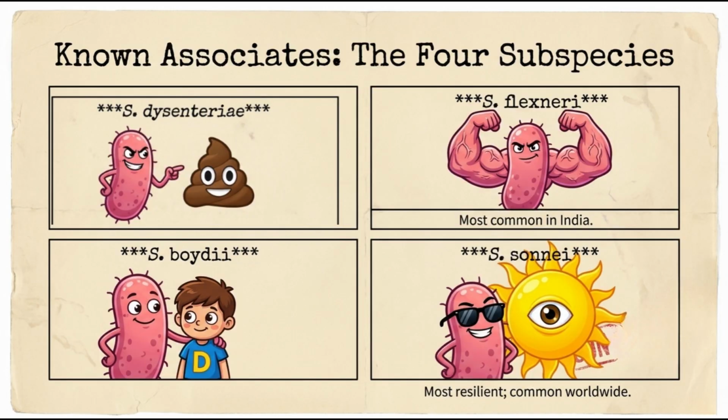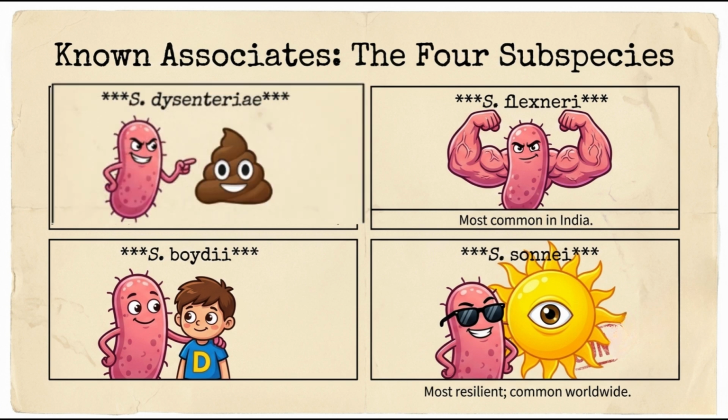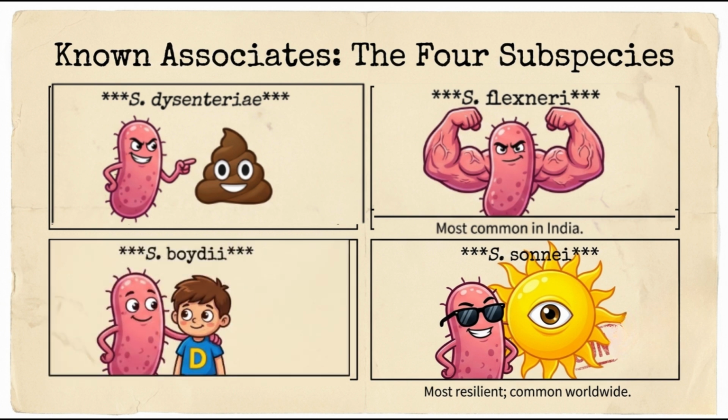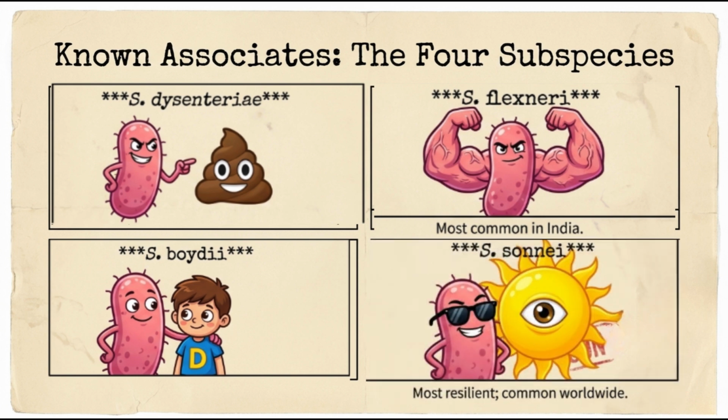Now we need to know its known associates. So Shigella has four subspecies. Number one, Shigella dysentery, symbolized by a poop emoji. Next, Shigella flexneri, symbolized by flexed muscle, and Shigella boydii, symbolized with a boy and a D, and Shigella sonnei, symbolized by the sun with an eye. Of these, Shigella sonnei is able to withstand the most difficult condition, and it is common all over the world. However, it is Shigella flexneri that is most common in India.